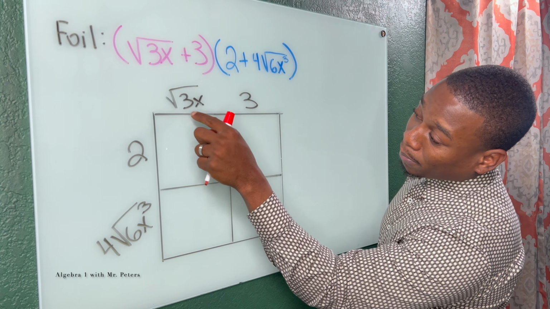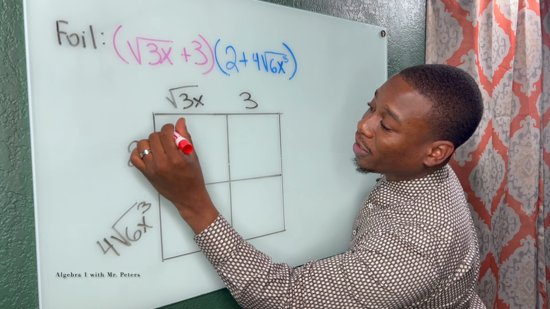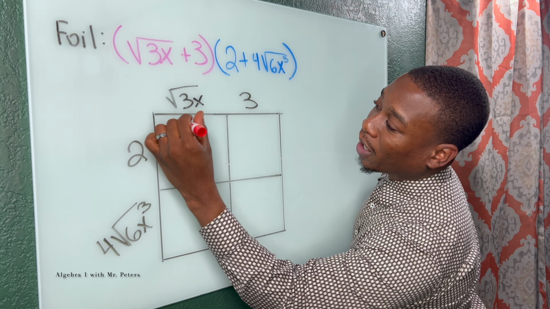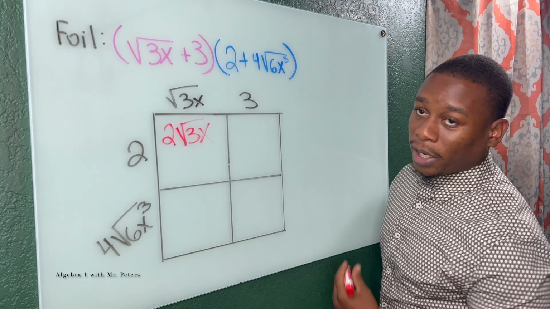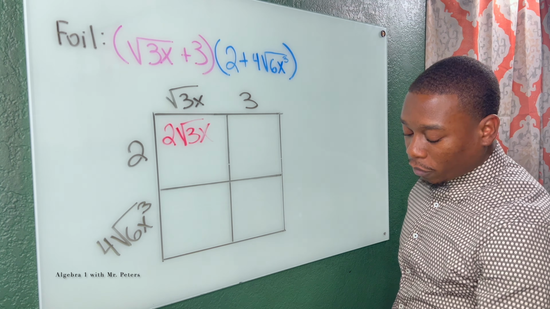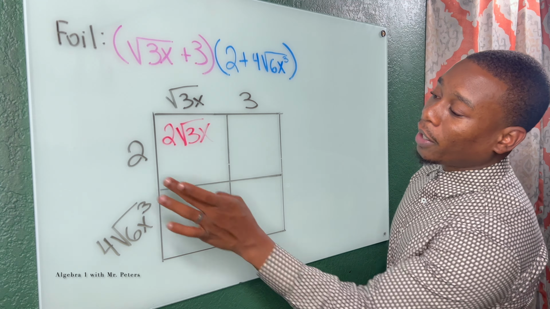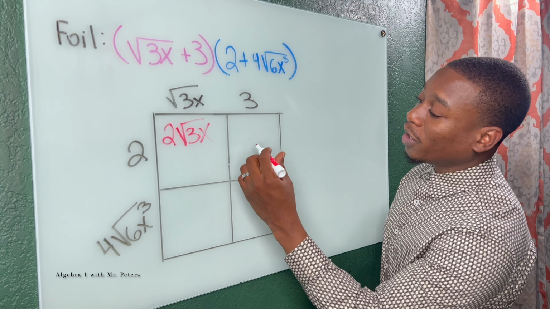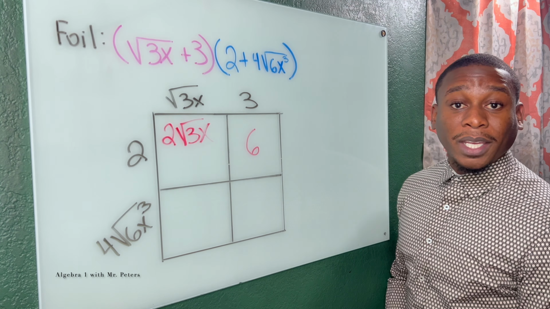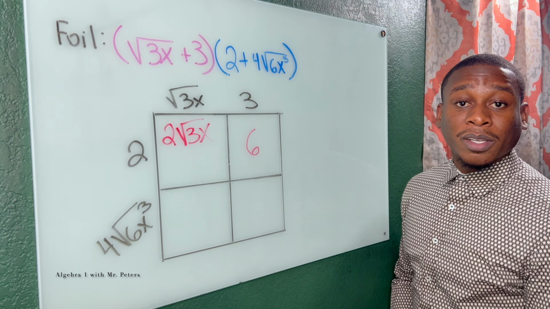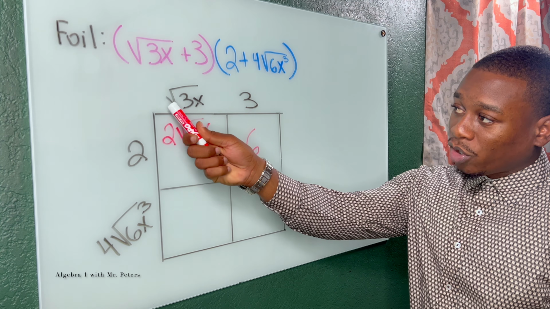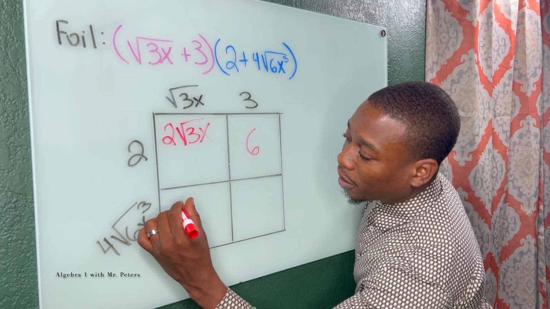So 2 times radical 3x stays the same. So we get 2 times radical 3x. We can't simplify that. Then I go over to my second one. So now I'm looking at 2 times 3, which just gives me an answer of 6. Now I go down to the bottom expression. So I notice that there's no number in front, so 4 stays the same.